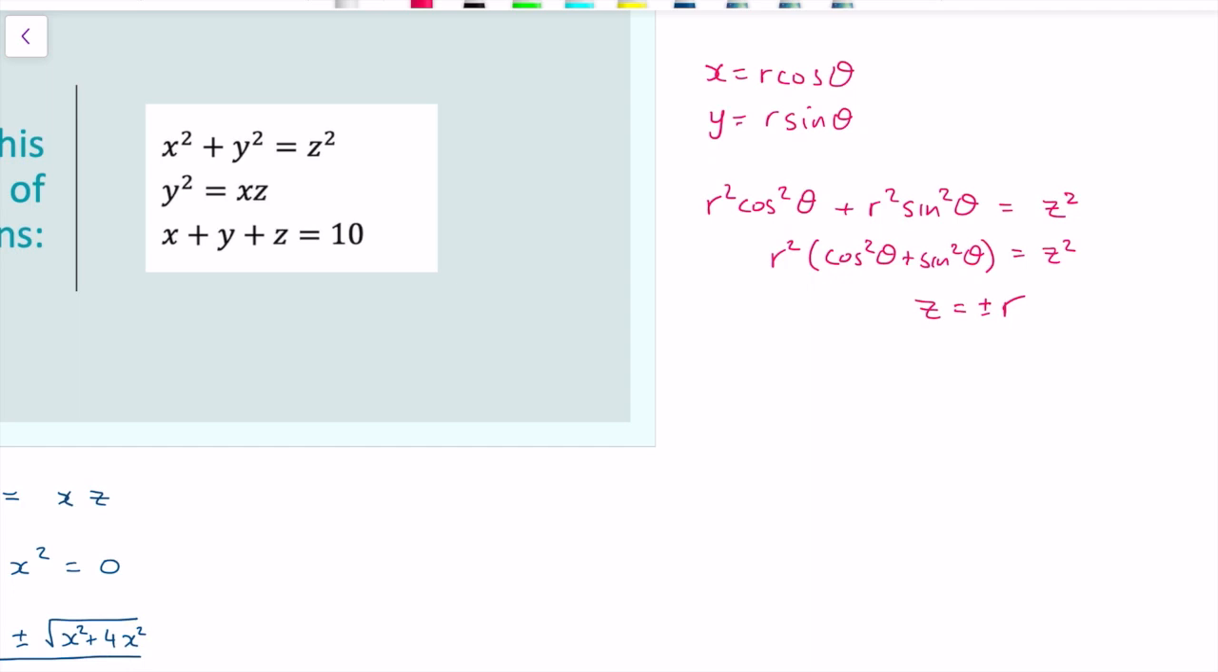Now if I use equation 2 and I substitute in my r sine theta again, so I've got r squared sine squared theta, which is our y squared, equals x times z. Well, x is r cos theta and z is equal to plus or minus r. Then I've got an r squared on both sides, which I can cancel, and I've got sine squared theta equals cos theta. It's up to you how you go about solving sine squared equals cos theta.